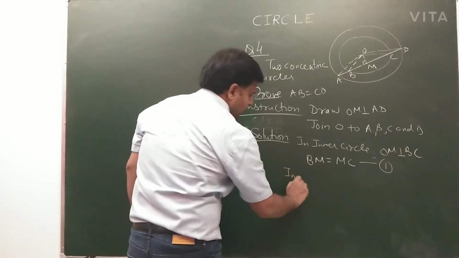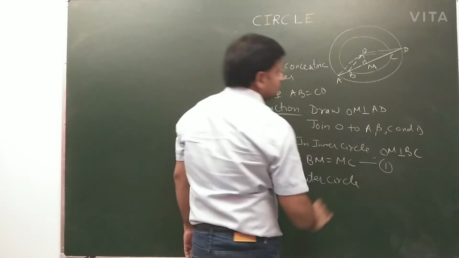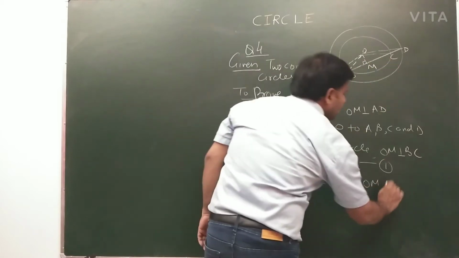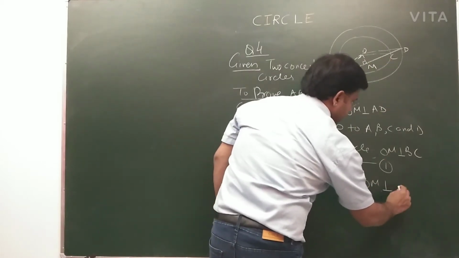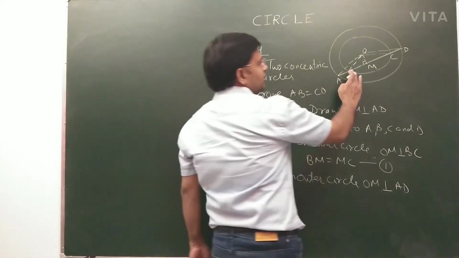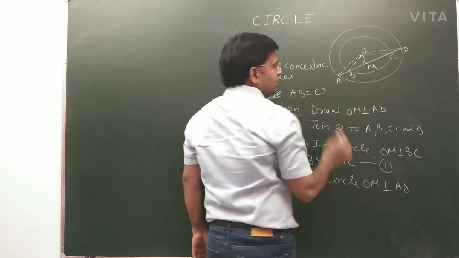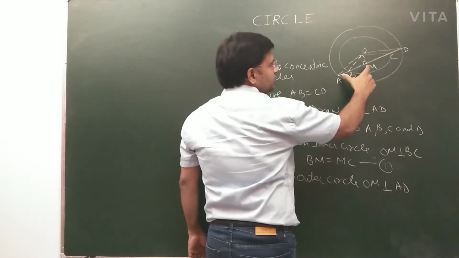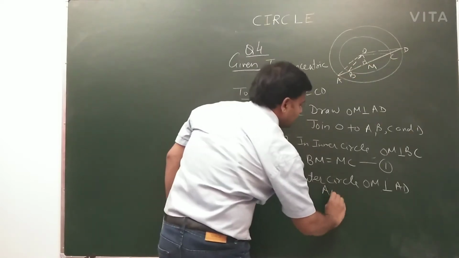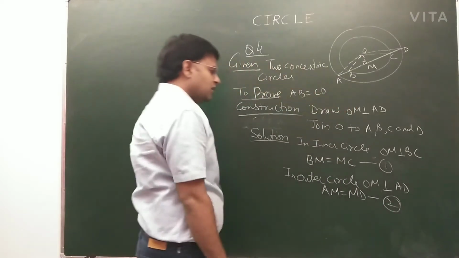Now in outer circle, OM is again perpendicular to AD. So again you are going to get this result that, for the time being, you can just forget this B, forget this C. So you see now that OM is perpendicular to AD. So AM will be equal to MD. So AM equal to MD. Now you mark this as result 2.